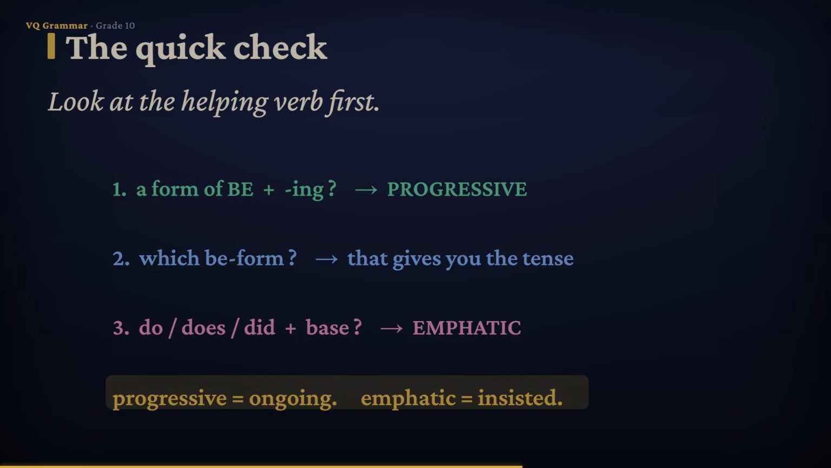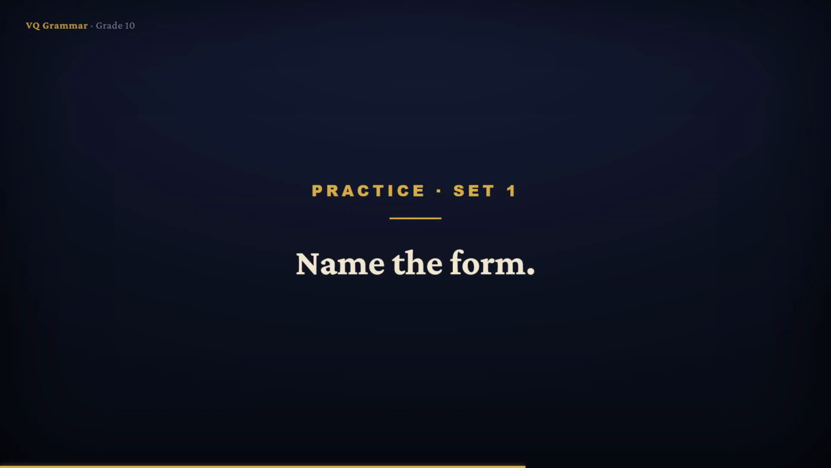Ready to practice? In this first set, I'll read you a sentence and you name the form. Look at the helping verb. A form of be with an ing word means progressive, while do, does, or did with a base verb means emphatic. Pause the video and decide before I reveal each answer.